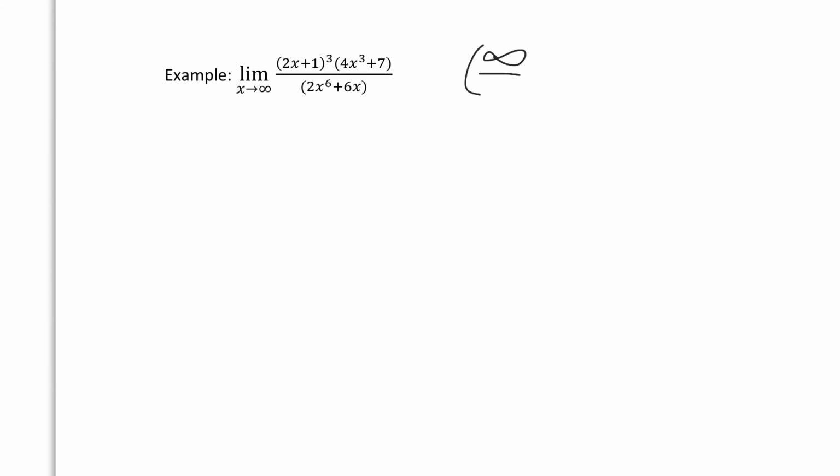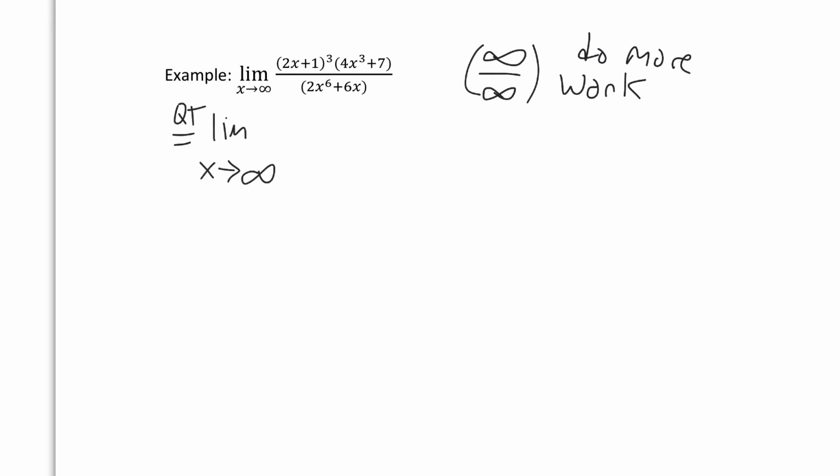But the top is infinity and the bottom is also going to be infinity, which means that we need to do more work, because infinity over infinity is not going to be 1. We have no idea what infinity over infinity is. It might be infinity, it might be 0, it might be 5. We have to figure out what it is. And so we will use our quotient theorem to get the following. x is going to approach infinity.